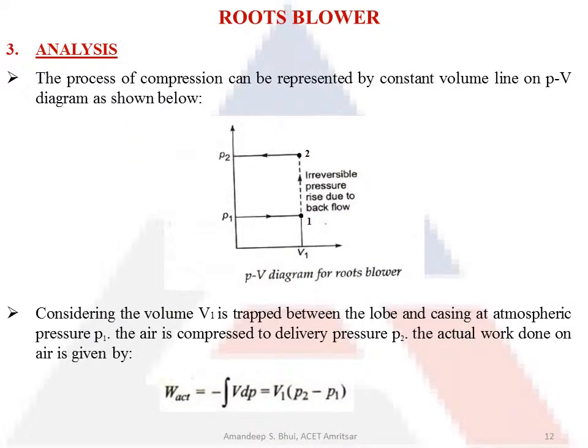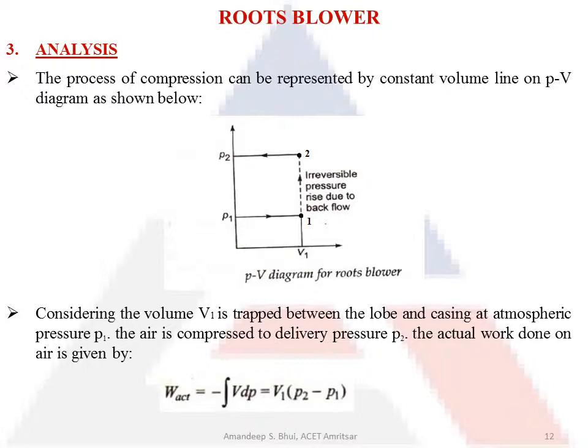Now in this slide, we will do the analysis of the roots blower. The process of compression can be represented by a constant volume line, as the volume is not changing. Hence the pressure change from P1, the atmospheric pressure, to P2, the desired delivery pressure, is carried out at constant volume. In the PV diagram, we can see the process taking place from state 1 to state 2, where the pressure rises from P1 to P2, and this change is irreversible, hence the line is a dotted line.